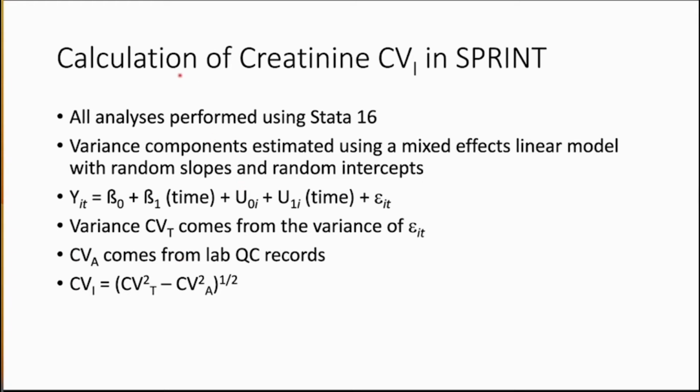So I looked at creatinine biological variation. This is just a quick sketch of the mathematical approach, where I determined variance components using a mixed effects model with random intercepts and random slopes. And the analytical CV, as I mentioned earlier, came from review of the lab QC records. And this is the formula to get biological variation from the total variance of measurements over time. You subtract out the analytical component.